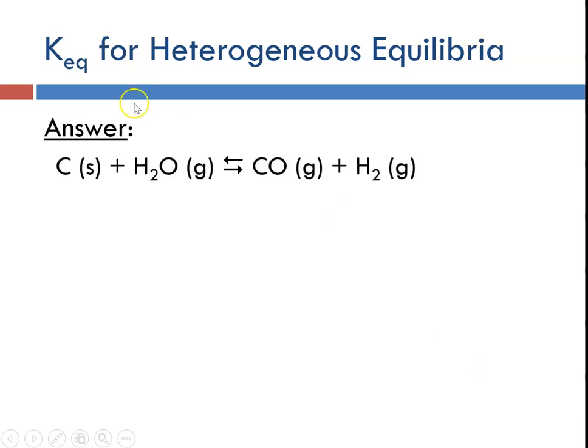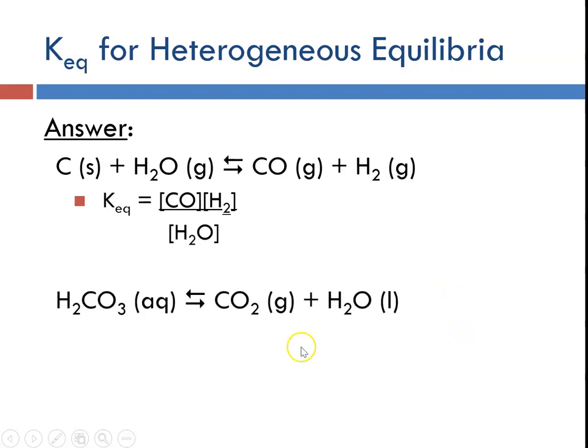So in the first case, for this reaction, my Keq is going to be the concentration of carbon monoxide multiplied by the concentration of hydrogen, divided by water, because water is in the gas phase. Carbon is not a part of this expression because it is solid. And in the case of carbonic acid decomposing to produce carbon dioxide and water, our Keq would be the concentration of carbon dioxide over the concentration of carbonic acid. Notice water in its liquid state is not included in this expression.